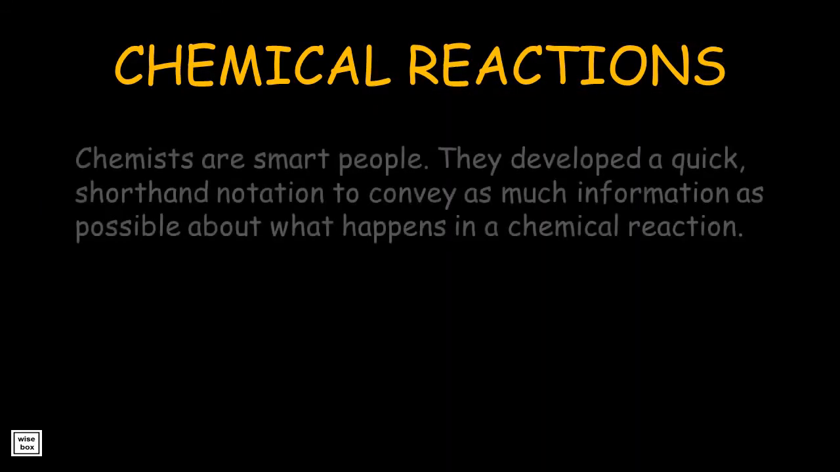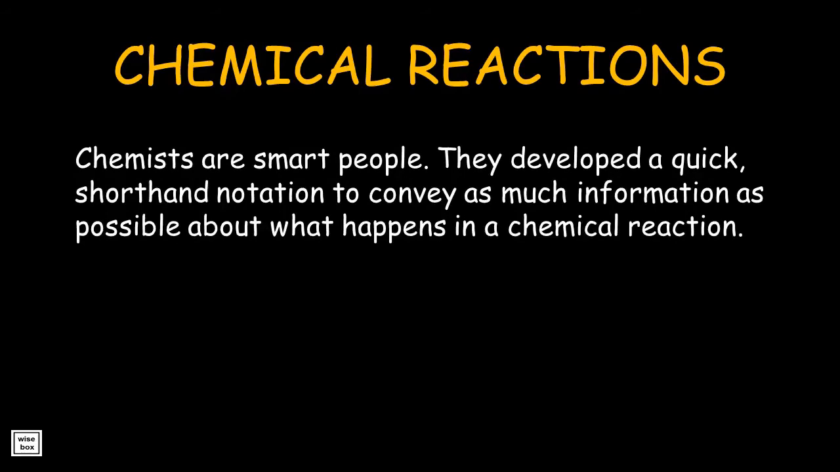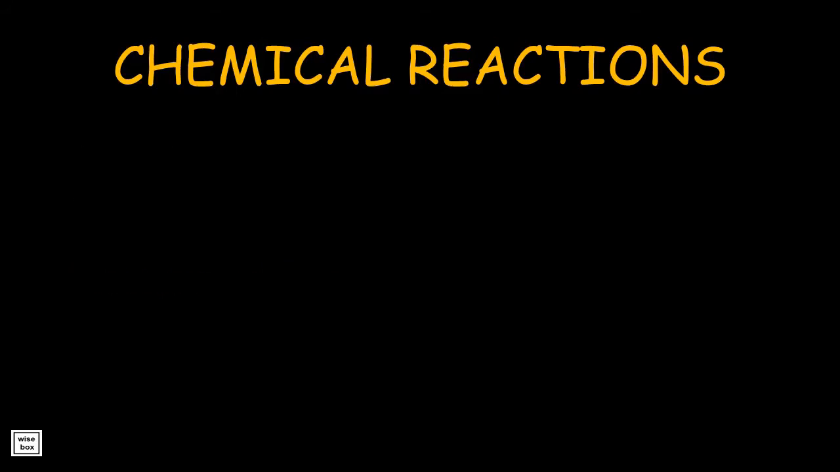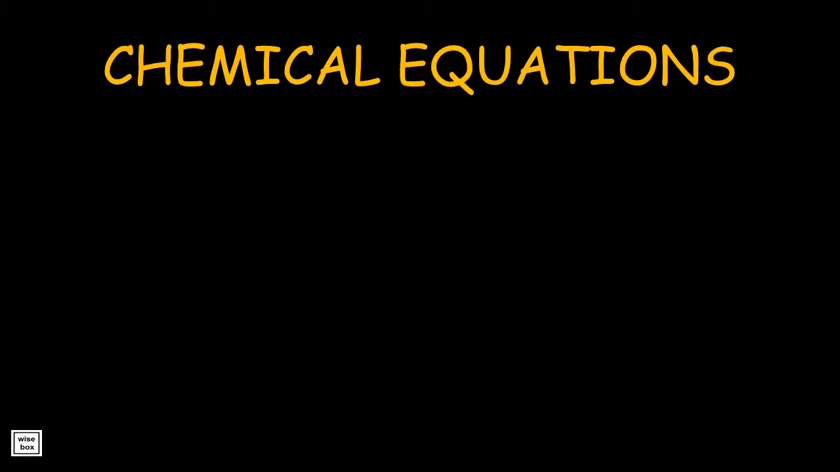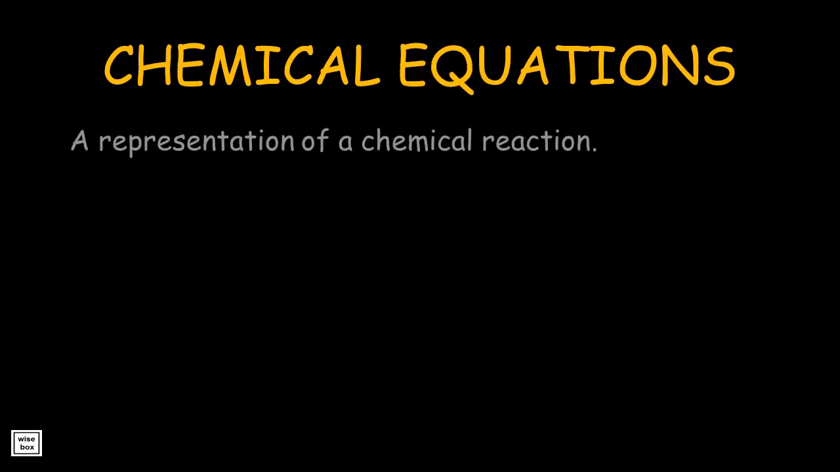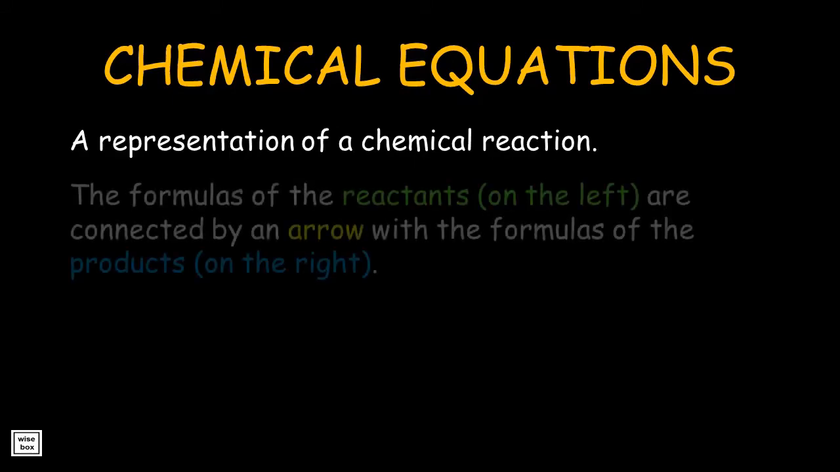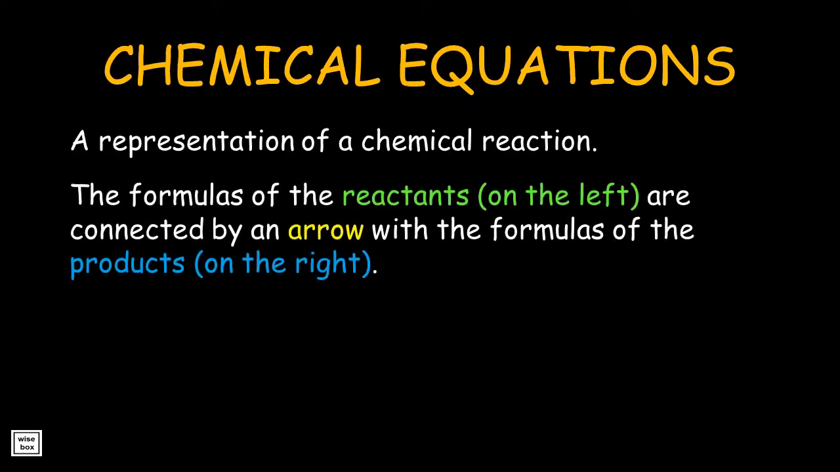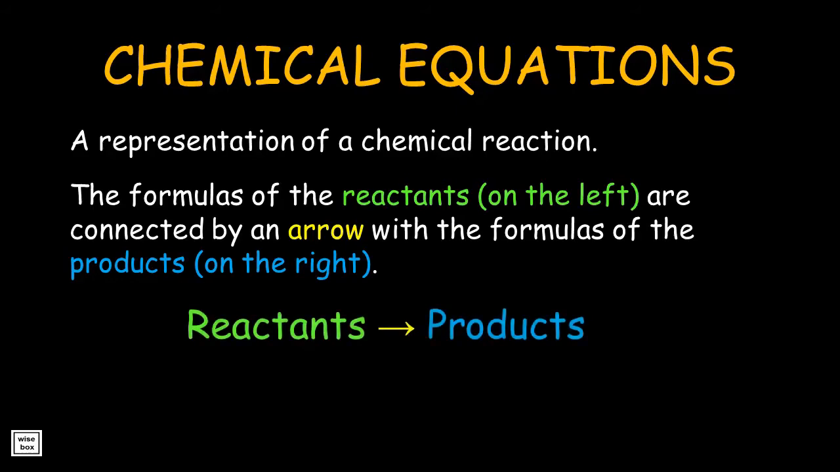Chemists are smart people. They developed a quick shorthand notation to convey as much information as possible about what happens in a chemical reaction. The chemical equations. Chemical equations are a representation of a chemical reaction. The formulas of the reactants, on the left, are connected by an arrow with the formulas of the products, on the right.